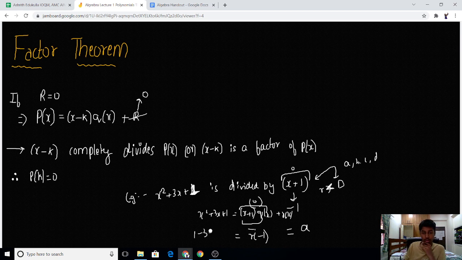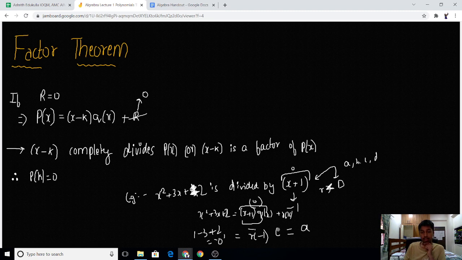Oh, sorry. Oh, this is 2. I'm really sorry. This is actually 2 plus 2, and this is 0. Oh, I'm really sorry, guys. I got confused. It's x square plus 3x plus 2. So I get 1 minus 3 plus 2, which is equal to 0.